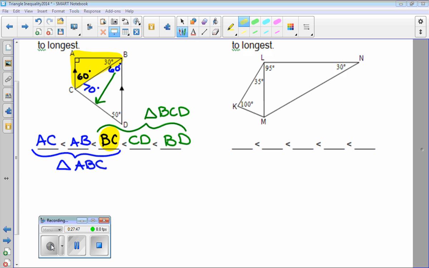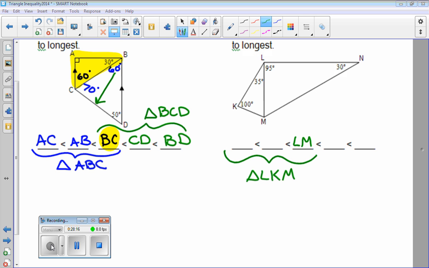We know the shared side is LN, so the length of LN should go in the center of our inequality. It's the smallest in one triangle and the largest in another. Which triangle is it the largest in? LKM. So this side here is going to be triangle LKM. That just helps me organize my thoughts a little bit. So I'm only going to be looking at LKM.